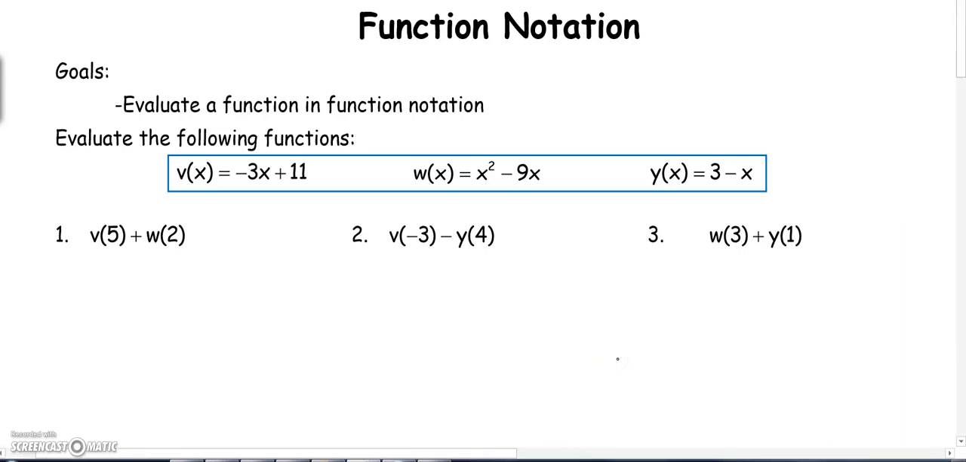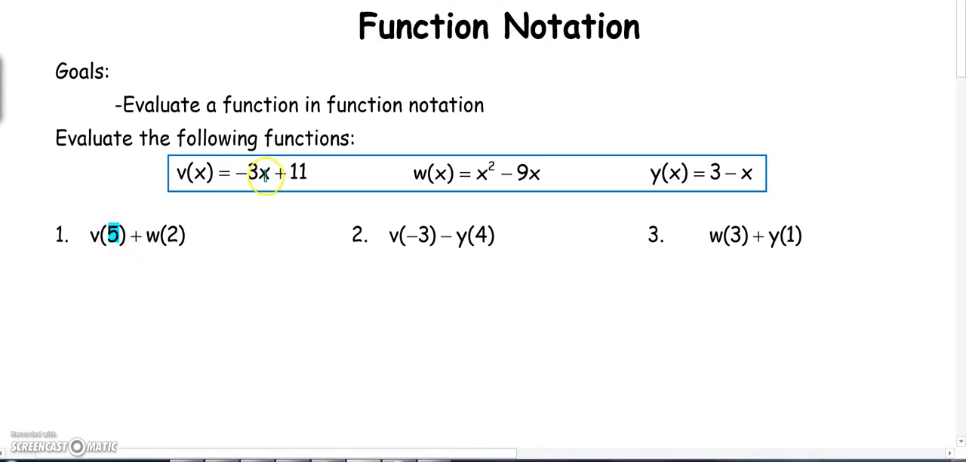This video is about function notation. So we're going to evaluate a function in function notation. Today we're going to look at evaluating a function and using an operation between another function. So in number 1 we have v of 5 plus w of 2.